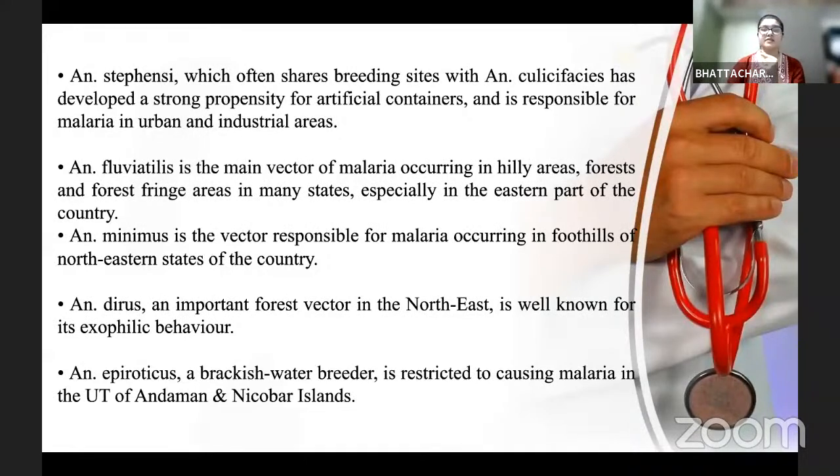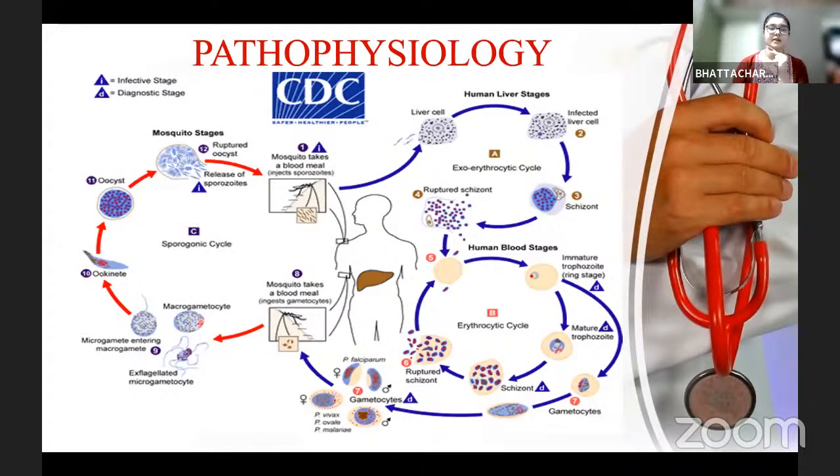Anopheles minimus is the vector responsible for malaria occurring in the foothills of northeastern states of the country. Next, Anopheles dirus, an important forest vector in the northeast as well, is well known for its exophilic behavior. Exophilic behavior means living outside of human habitations. As we have seen, the northeastern parts are mostly covered with evergreen forest areas, so many are not inhabited by humans. So the cases of Anopheles dirus are not as prevalent as the other species. Then we have Anopheles epiroticus, a brackish water breeder, restricted to causing malaria in the UT of Andaman and Nicobar Islands. This is exclusively for the Andaman and Nicobar Islands.